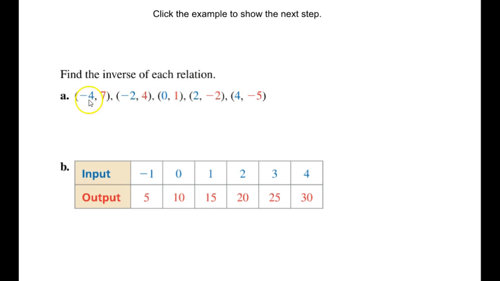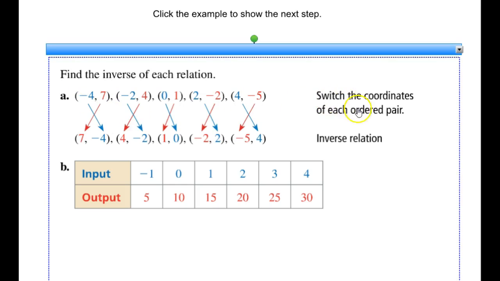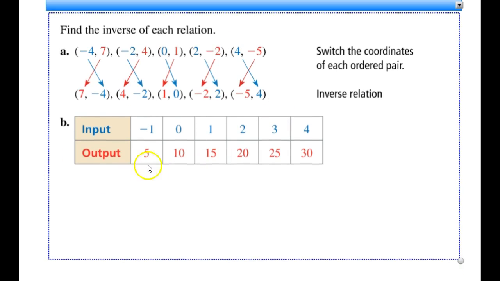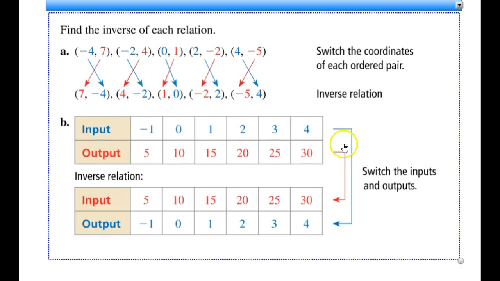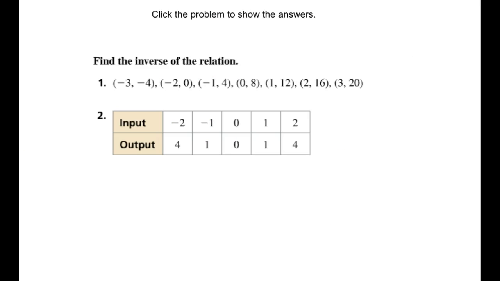Okay, so I know that if I have this relation, then I just switch the coordinates of each ordered pair. So my inverse relation, I just switch the order of the pair that I'm given. So I can do that in either points or my table. Okay, so I just have to switch the inputs and outputs if I have a table. So now I have the inverse of my relation. So here are some for you to try. Really just think about these couple ones.